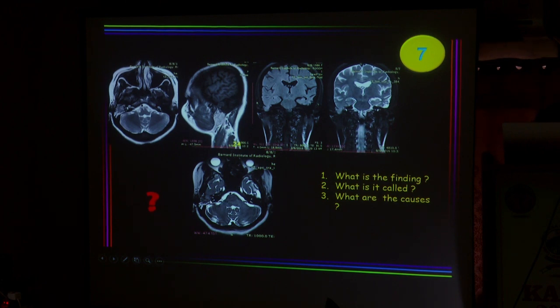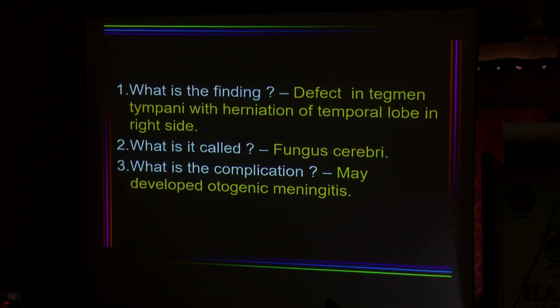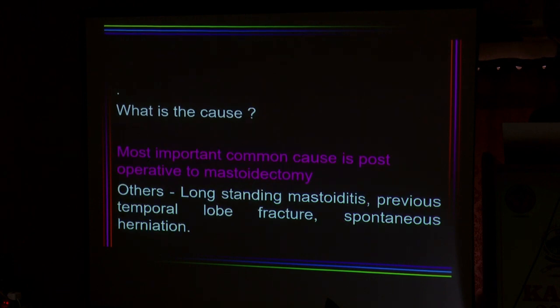So what are the causes? It can be due to post-operative causes, and the main complication is that the patient can develop otogenic meningitis. So this is a defect in the tegmen tympani with herniation of the temporal lobe on the right side. The major cause is post-op, secondary to mastoidectomy. It can also be seen after mastoiditis, temporal bone fractures, or a spontaneous herniation.